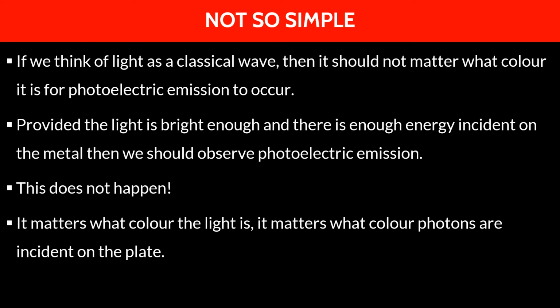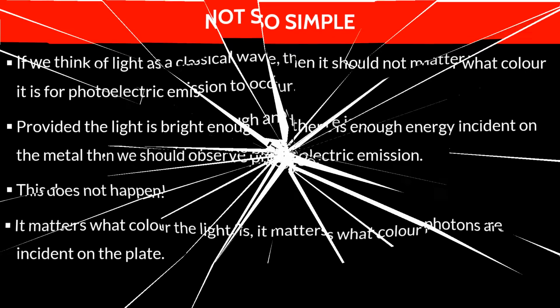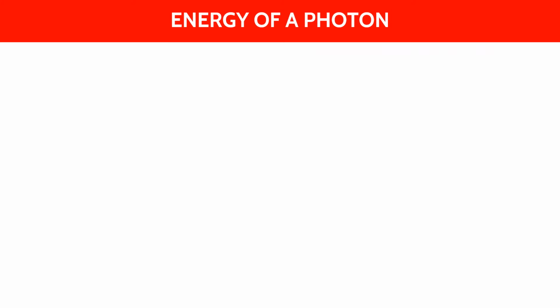It matters what colour the light is. It matters what colour photons are incident on the plate. Now that's because different photons, or different colours of light, will have different amounts of energy, as identified by Max Planck. So the energy of a photon is defined as Planck's constant multiplied by the frequency of the radiation.